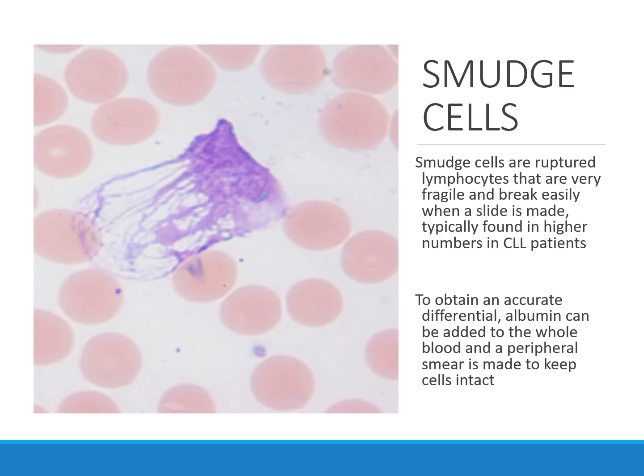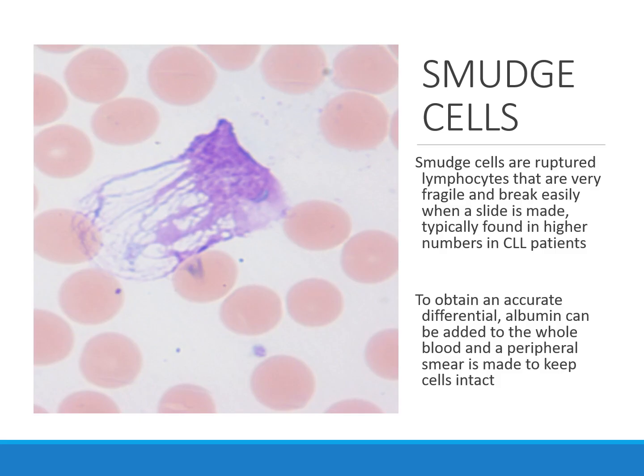Now, if we were to come across a patient with CLL and we're looking at the slide, we might see those soccer ball cells, but we might also see something that looks like this. It looks like a big splat, like somebody stepped on a bug. And these are called smudge cells. These are ruptured lymphocytes that are very, very fragile and break easily when a slide is made. So this occurs during the mechanical process of slide making. And we find this in much higher numbers in CLL patients.